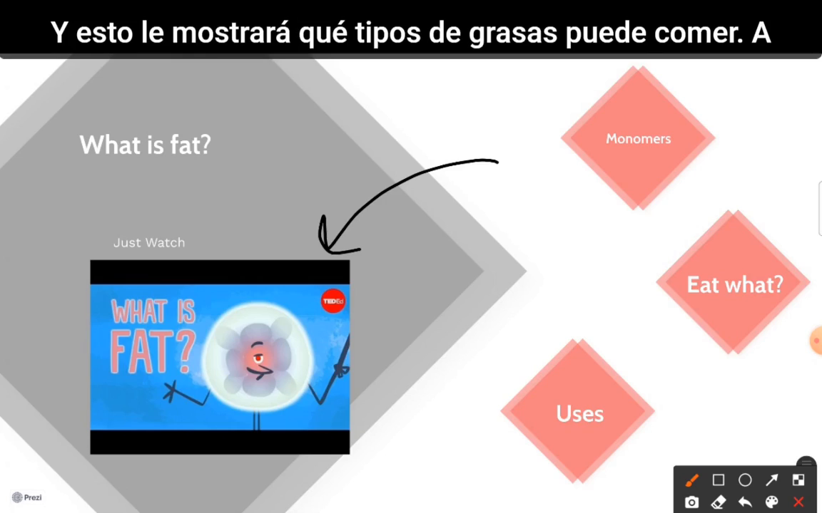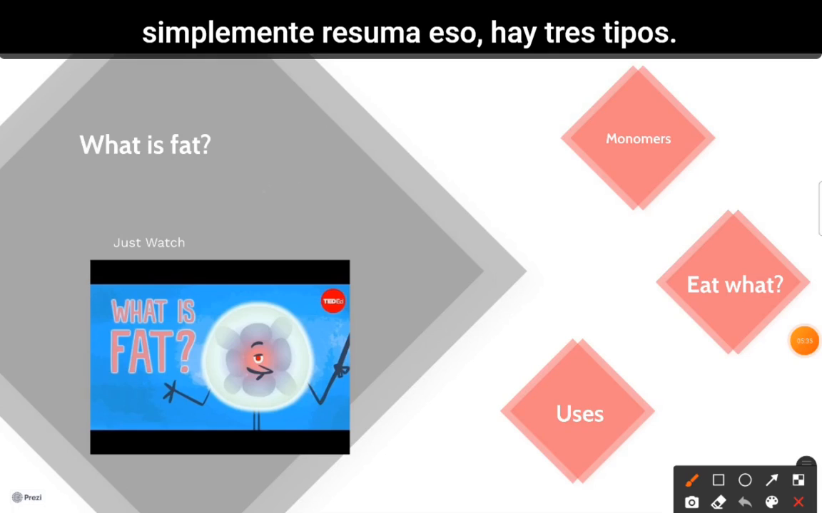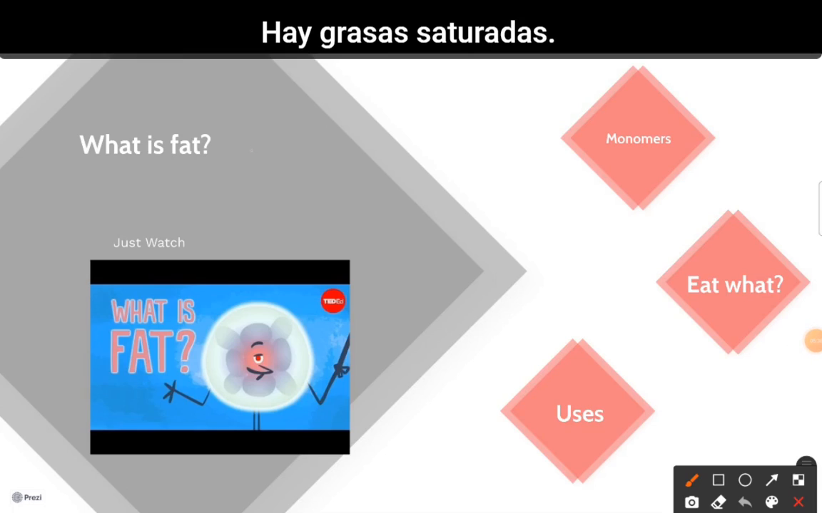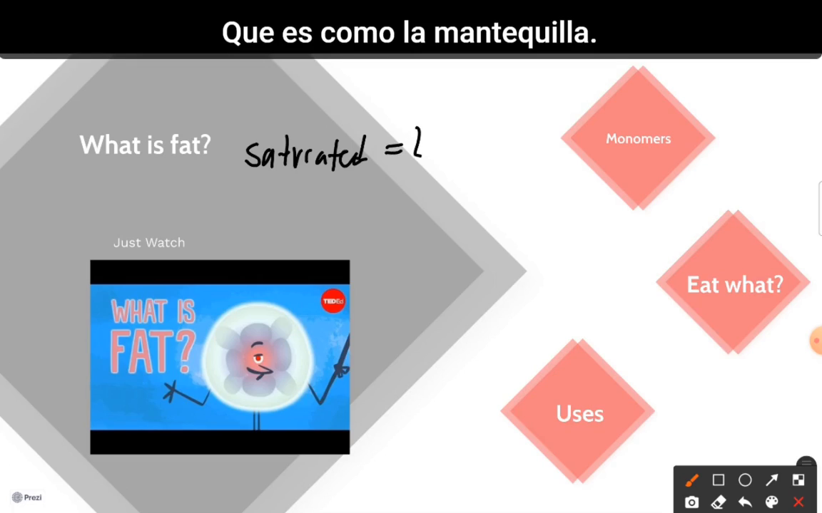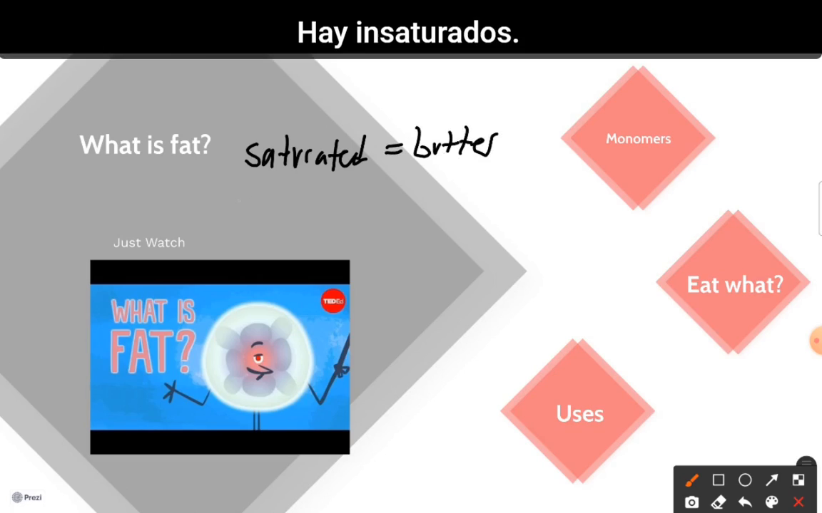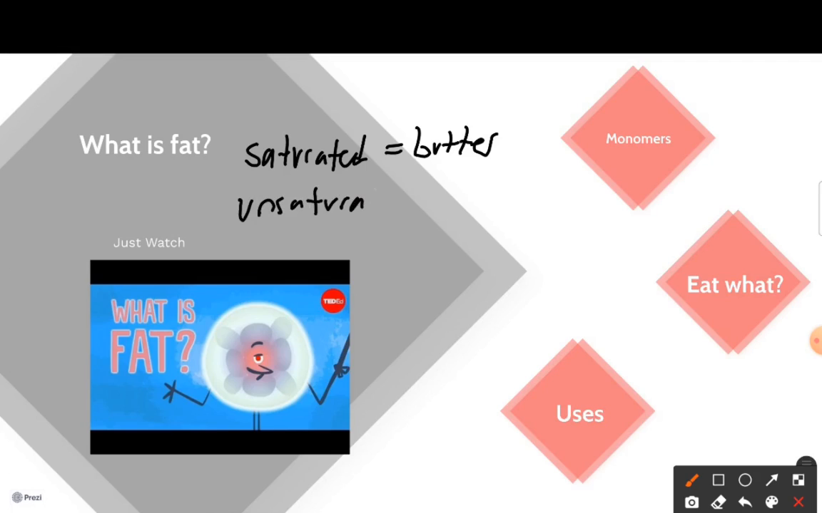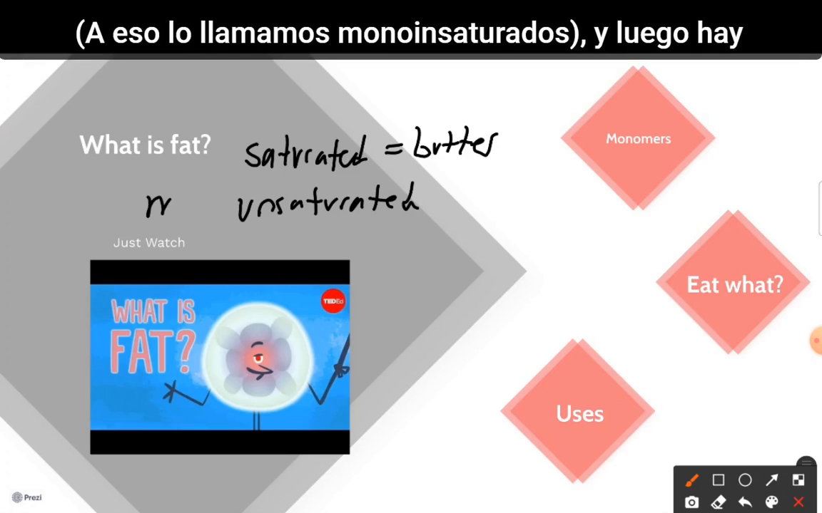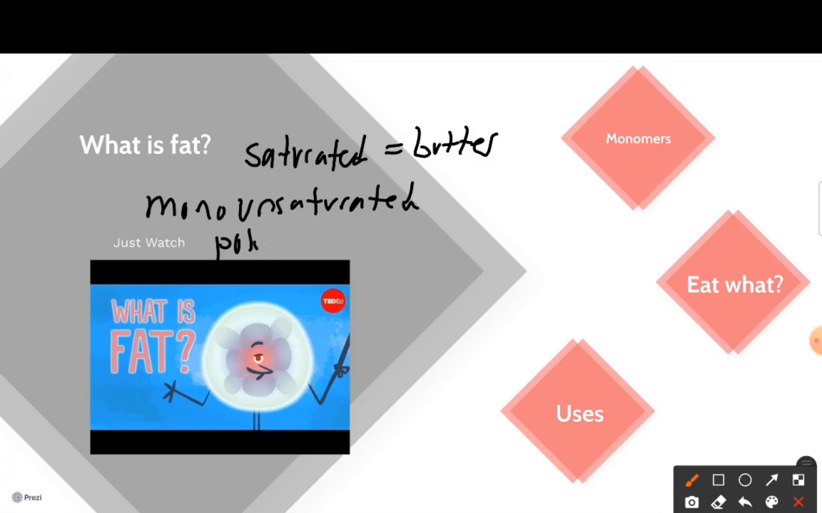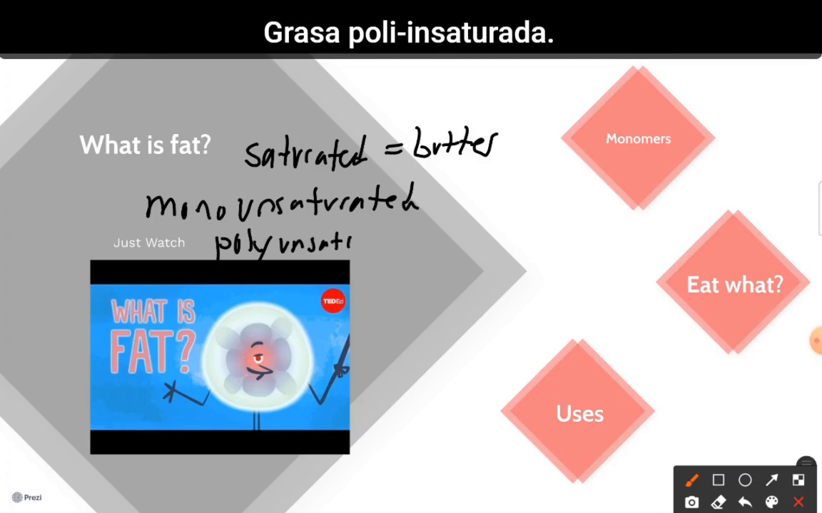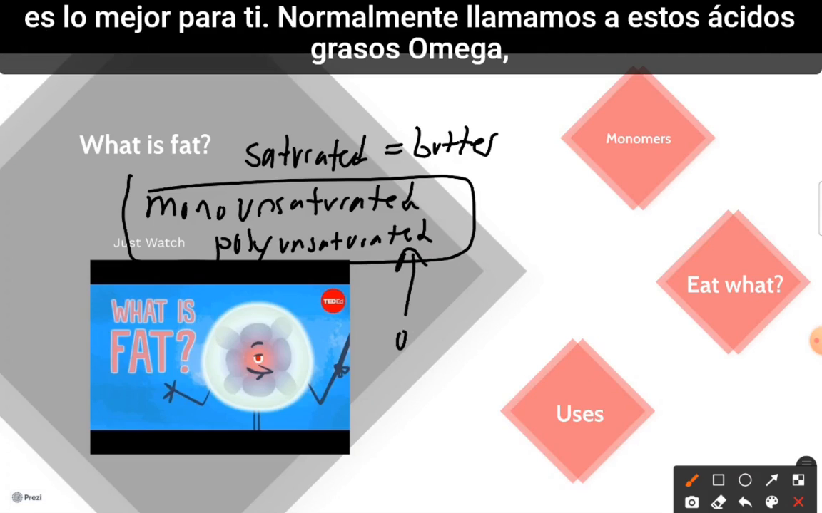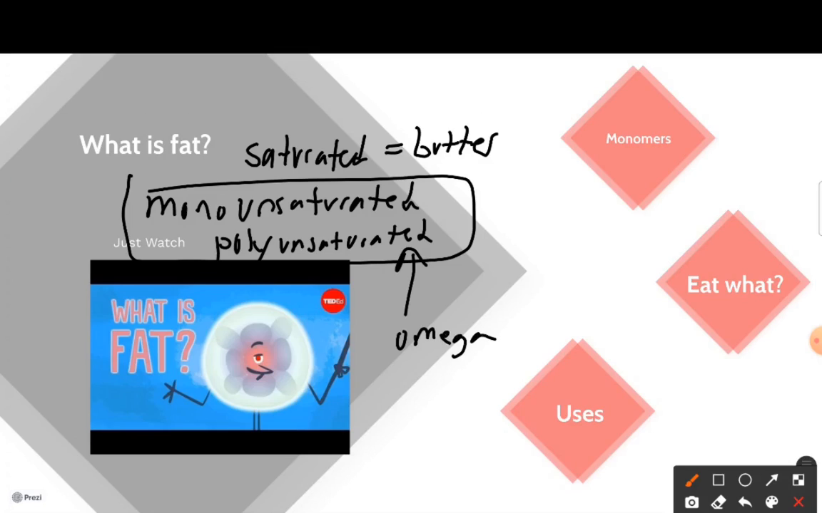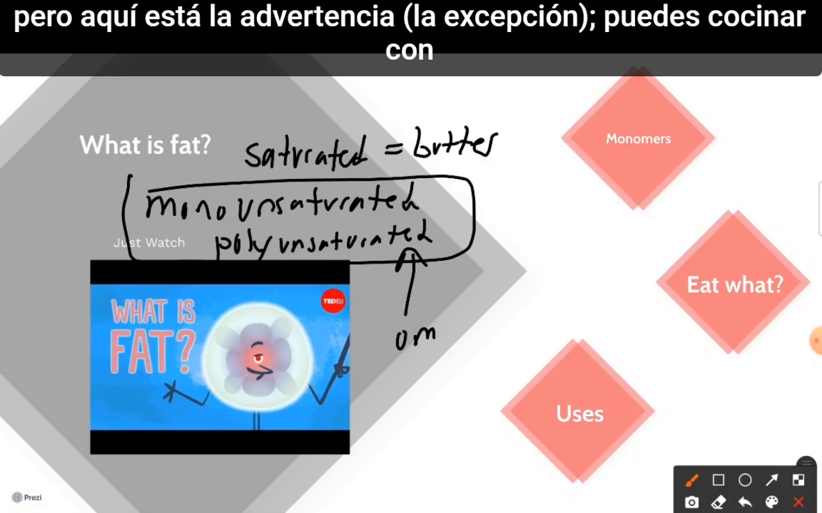And this will show you what types of fats you could eat. To just summarize that, there are 3 types. There is saturated fat, which is stuff like butter. There is unsaturated. We call that mono-unsaturated. And then there's actually polyunsaturated fat. So both of these are pretty good for you. Polyunsaturated is the best for you. We typically call these omega fatty acids. But here's the caveat to that, the exception.